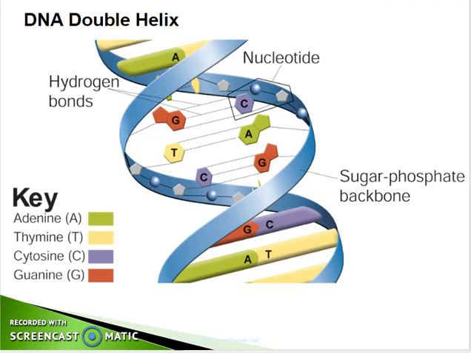Vegetable oil, animal fat, Crisco. I mean, you could keep listing them. And then for proteins, there's the skin, hair, nails, bone, muscle, enzymes, hormones, everything else. And then we come to nucleic acids, and there's only 2. There's DNA and RNA.